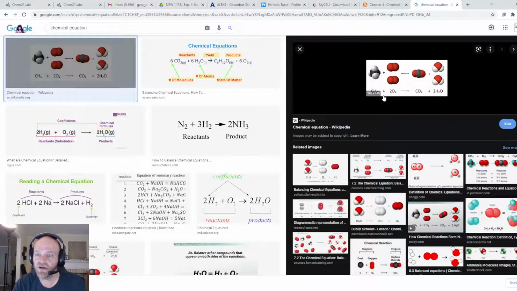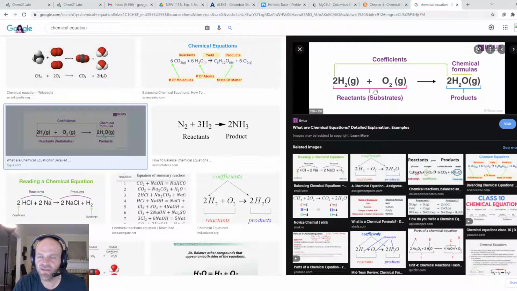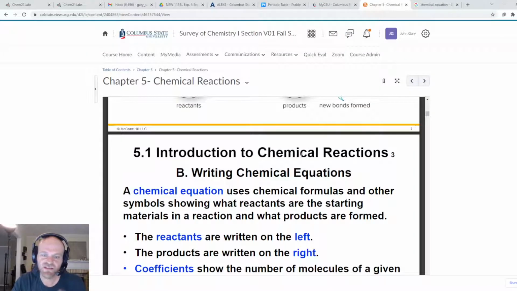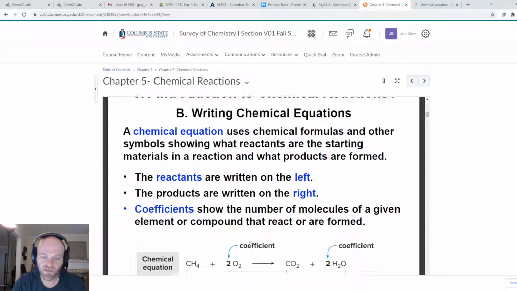It's usually written out like this on the bottom, but more likely you'll see it like this right here. And we'll talk about these parentheses in just a minute, but these are important as well. These indicate the physical state of these molecules. All right, so everything on the left is the reactants, everything on the right is the products. And you'll read it just like a sentence: two hydrogen combines with O2 to produce two water molecules.